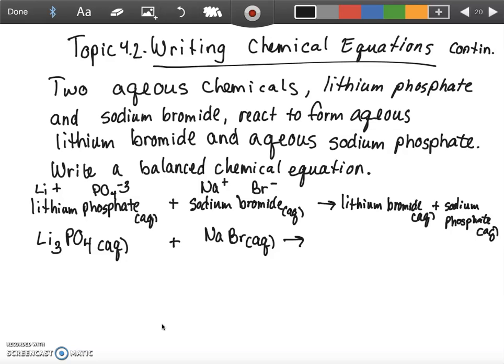So we are going to say lithium has a 1+ charge, bromine has a 1- charge. That means this is LiBr because they both have the same magnitude, just different signs. And then this is aqueous. And sodium phosphate. Sodium has a 1+ charge. Phosphate has a -3 charge. So you're going to need 3 sodiums to balance out the 1 phosphate. So, Na3PO4 aqueous.